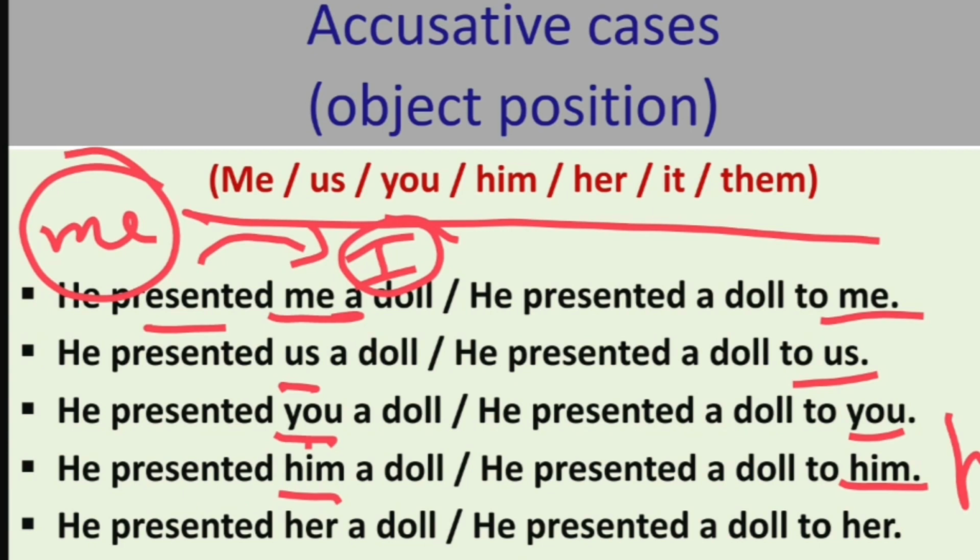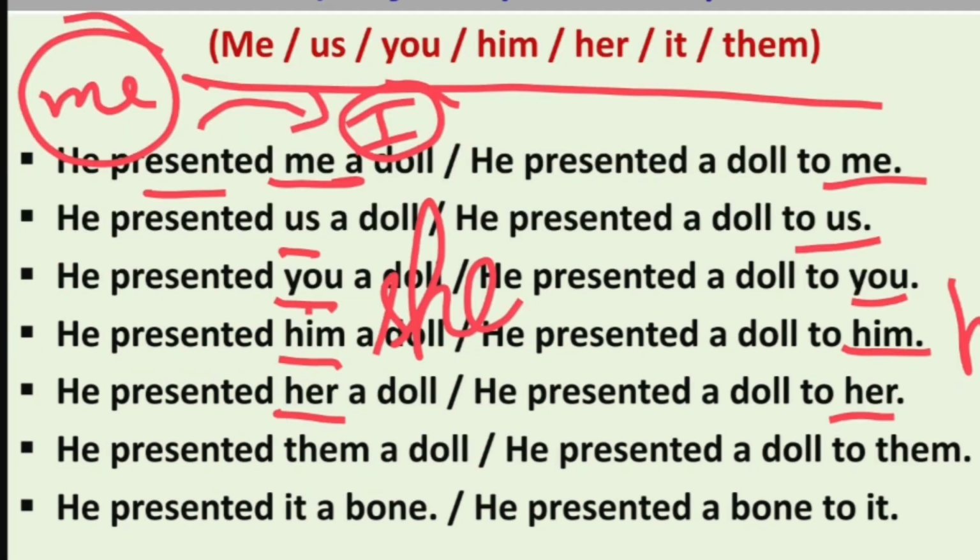He presented her a doll. Many people make this mistake. Many people say he presented she a doll. Can I say that? No. He presented a doll to her, not she. He presented them a doll. He presented a doll to them. He presented it a bone. Why are we using it here? Because it's an animal. He presented a bone to it.